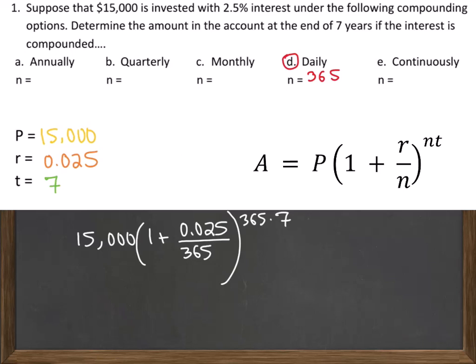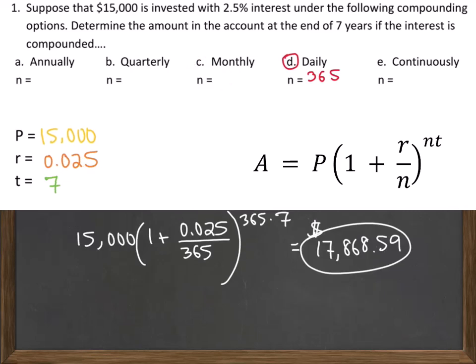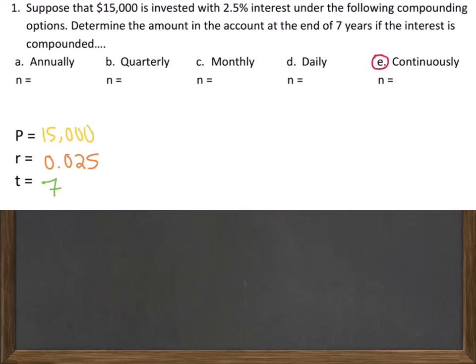And once again, if I go through all of those steps, I get 17,868.59. Okay, so that would be our final answer. Let's compare that value to the monthly compounding. So this was 17,865 and something. So you can see when you go from monthly to daily, the increase in the amount of money you get is even less.